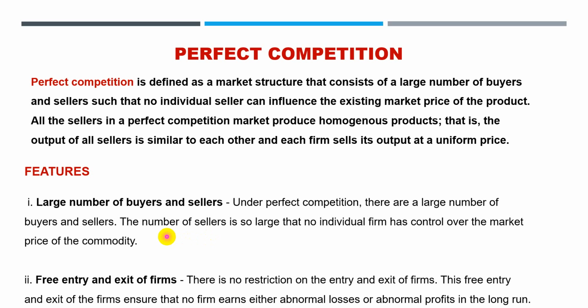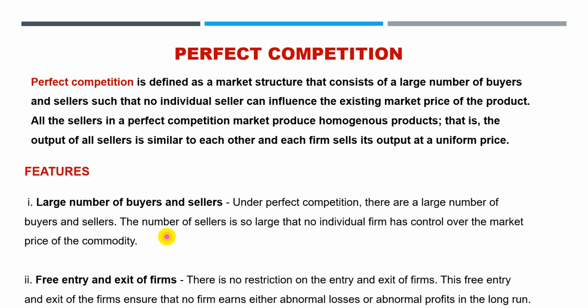So what is its implication? The implication of a large number of buyers and sellers is that the number of sellers is so large that the share of each seller is insignificant in the total supply. Therefore, an individual seller cannot influence the market price. Similarly, a single buyer's share in total purchase or total demand is so insignificant because of their large number that an individual buyer cannot influence the market price. Under such conditions, the price of a commodity is determined by the forces of demand and supply, and each buyer and seller has to accept the same price.